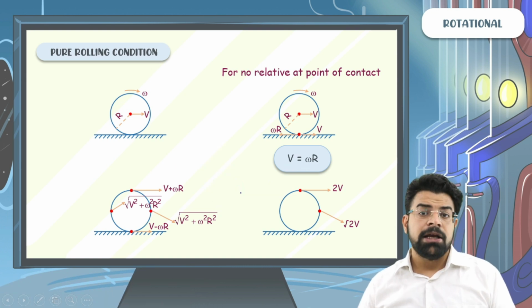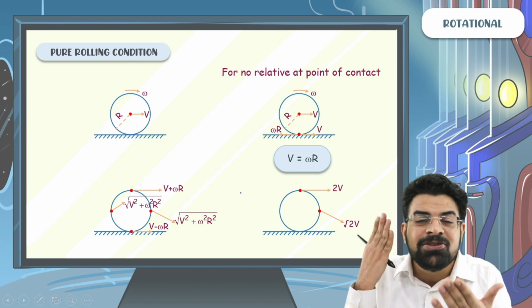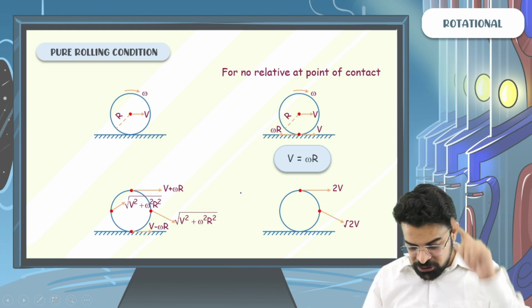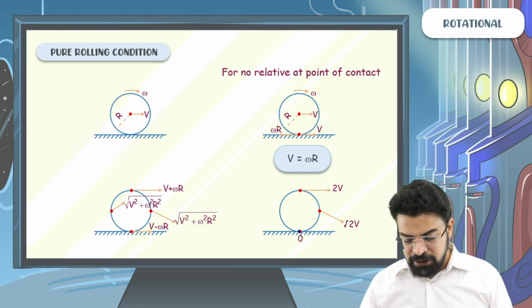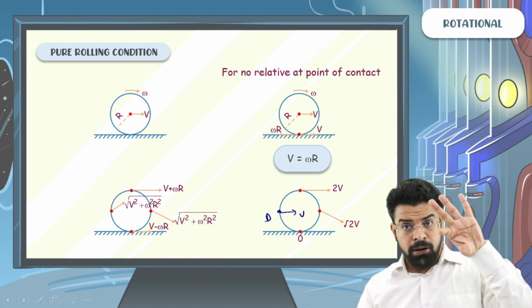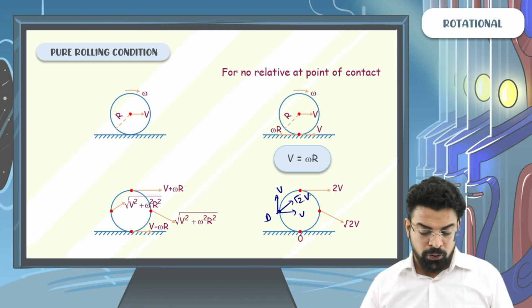Similarly, in case of pure rolling, what has to be the velocity of the lowermost point? There has to be no relative motion at the point of contact. The lower surface is fixed. So this body at the point of contact should have zero velocity. And similarly, the last point D will have velocity v and upward velocity omega r, which will also be equal to v. So the net velocity will be root 2 v.